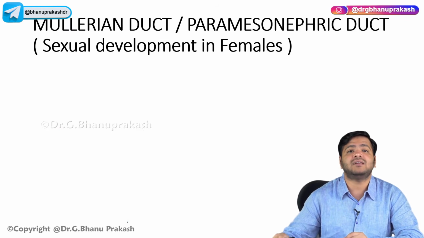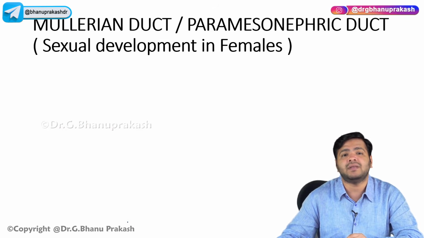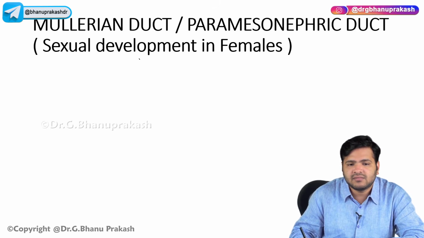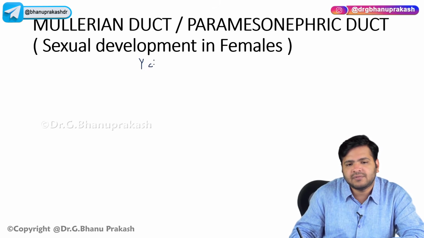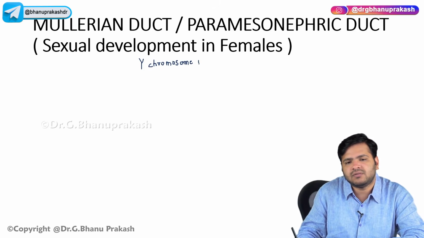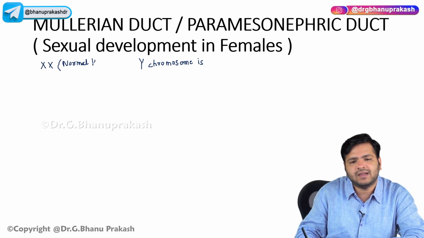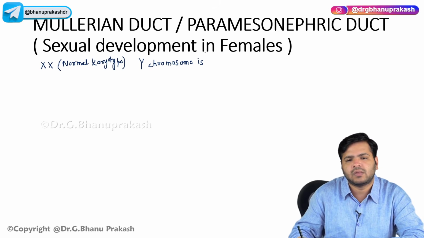So this was about the normal sexual development in males. Now coming to the next one, the normal sexual development in females. You already know in females the Y chromosome is absent. What is the karyotype? It is XX, the normal karyotype, right? So the Y chromosome is absent.